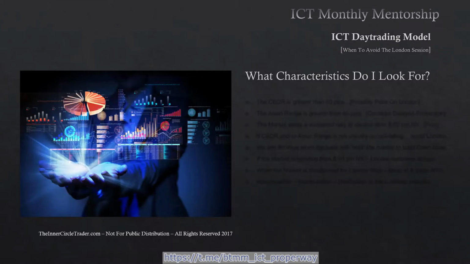Now, what characteristics do I look for to avoid the London session? The first one is the central bank dealers range. If it's greater than 50 pips, I'm already knowing firsthand I'm possibly going to pass on a London session. It doesn't mean it's guaranteed set in stone, but if I have plans the next day with my family and I want to be rested, I'll just pass on a London session, and even if it moves well, I won't even get up at midnight to see how it sets up. I'll just avoid the London session altogether, get a good night's rest if I can, and spend my time with my family.